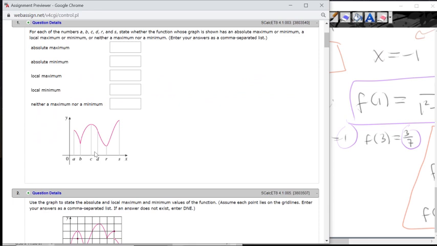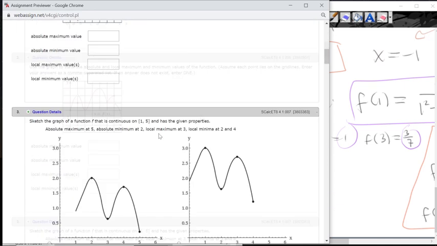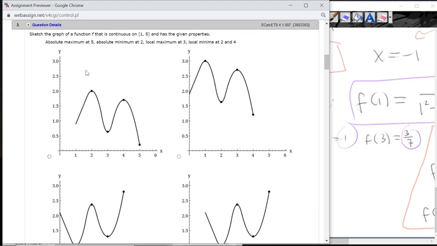Here's a graph. Can you tell me which input values correspond to absolute or local maxima or minima? If you have more than one local max or local min, you can list them as a comma separated list. It is possible to have more than one local max or more than one local min, but it would not be possible to have more than one absolute max or absolute min. It's also possible for any of these things to not exist. So you have some graphical ones.